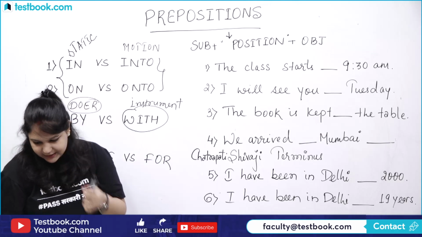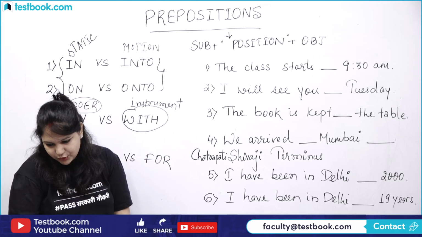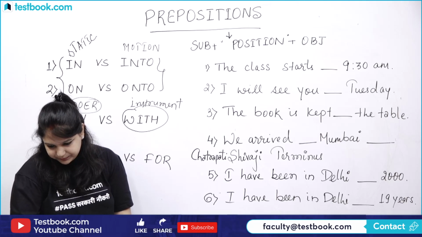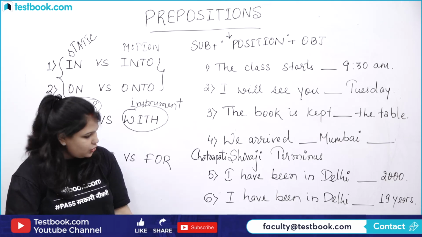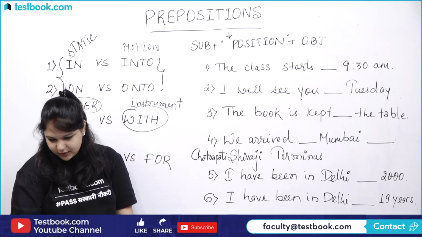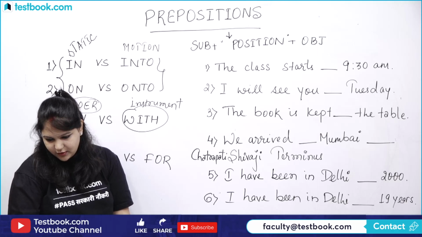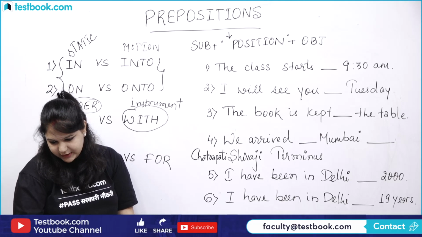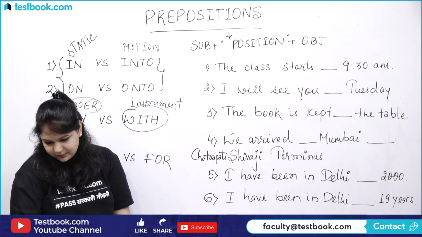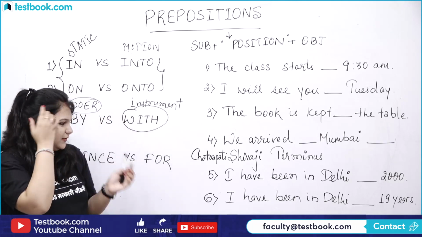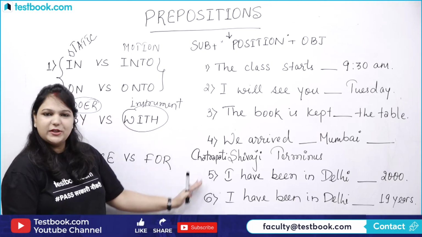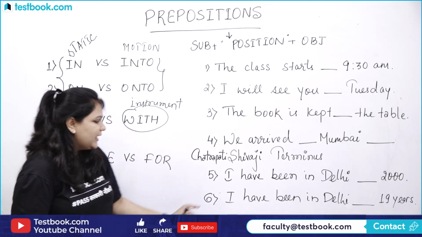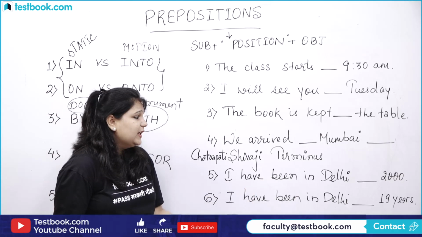People started answering for this. Since 2000, okay. Since 2000, so for 19 years, okay. Great. For 19 years. Fifth one, it's since. Fifth since, 6 for. So if you see, all of you are right for example number 5 and 6. So guys, if you see, I have been in Delhi since 2000.